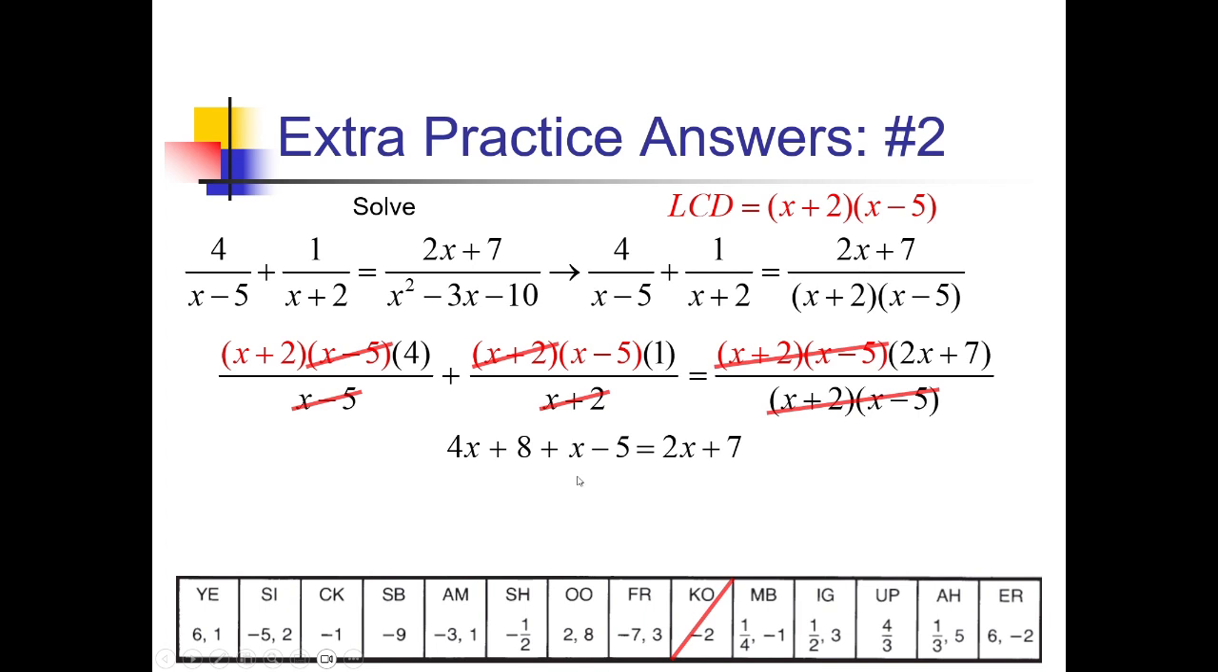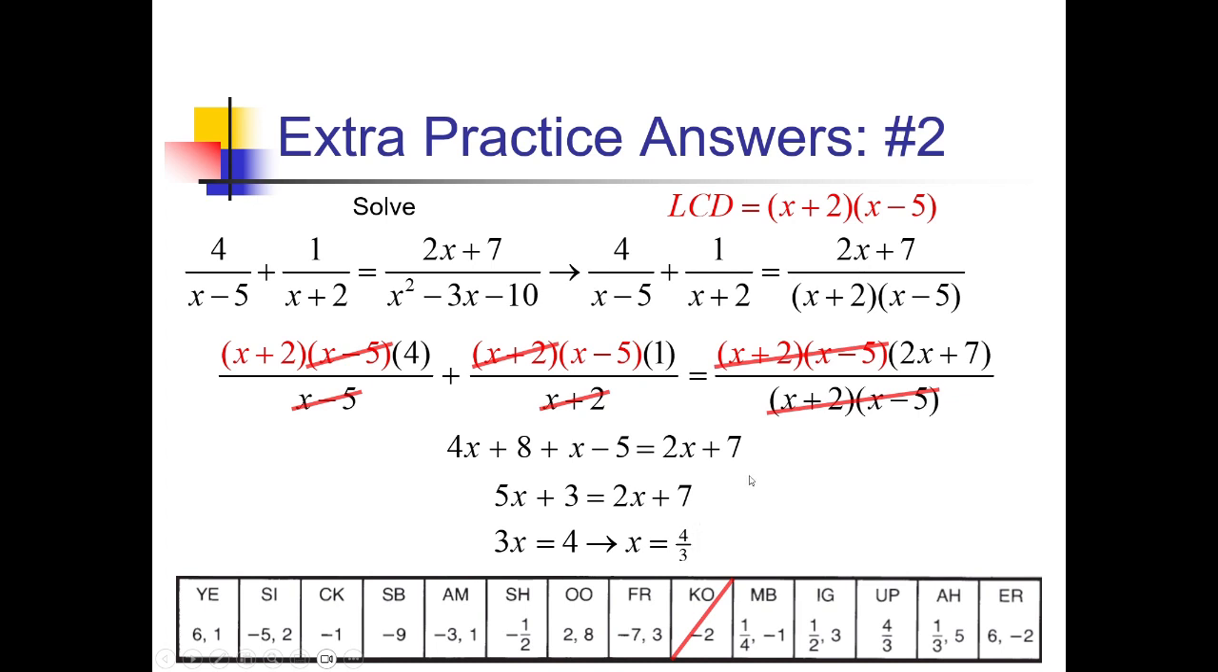Taking the left side and simplifying a bit, 4x and x gives me a 5x, and then 8 minus 5 gives me a 3. My 2x plus 7 hasn't changed. Let me move my x's over to the left and my other numbers over to the right now. 5x minus 2x gives me a 3x on the left, and 7 minus 3 gives me a 4 on the right. Dividing by 3, we have x equals 4/3. And if I plug that back in up here, there's no way I'm getting 0 in any of my denominators, so this one's fine.